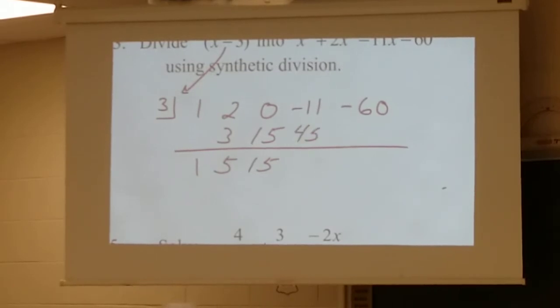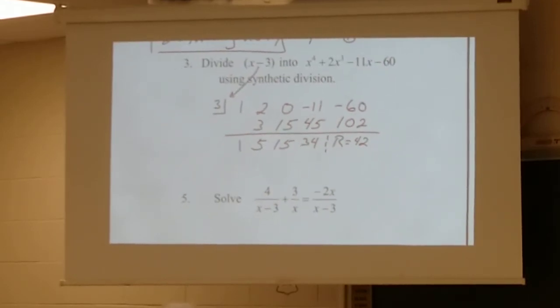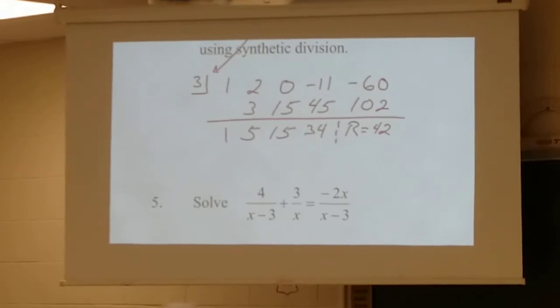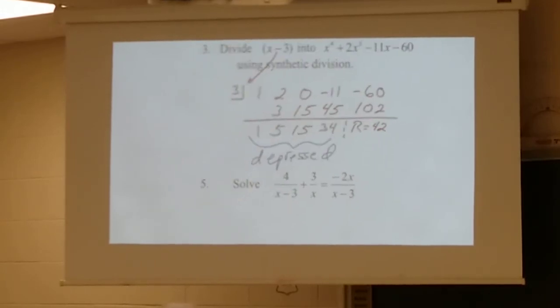How you doing? Are you multiplying and adding? 34 times 3, a big old 102. That's kind of weird. I get a remainder of 42. A lot of times you get a remainder of 0, but who knows, maybe on the test I'll just ask, what's the remainder? And again, the remainder is 42. Doesn't always have to be 0. Remember, this guy right here is called a depressed polynomial. It's depressed by 1 division.